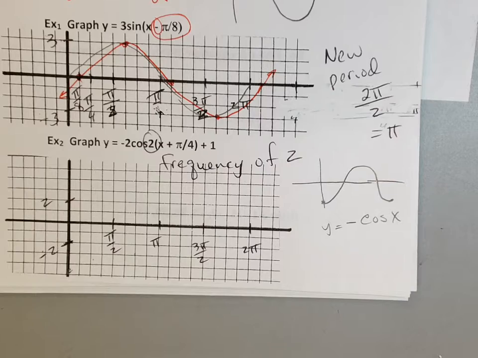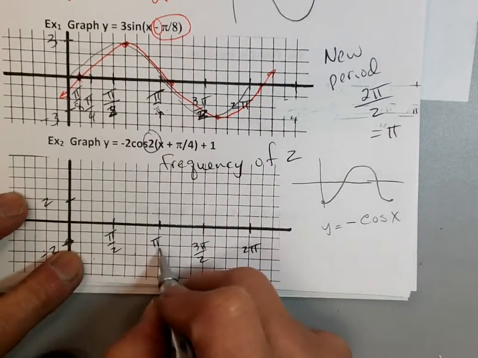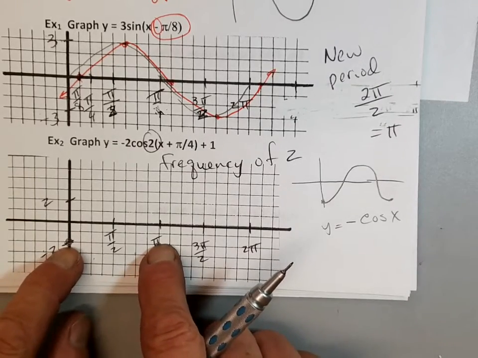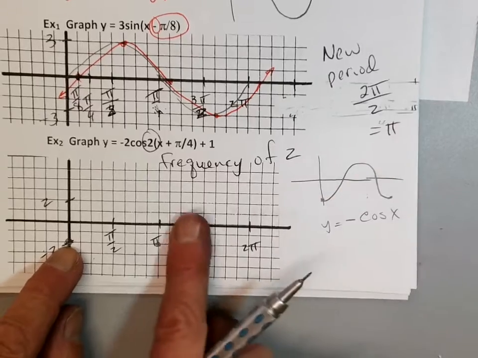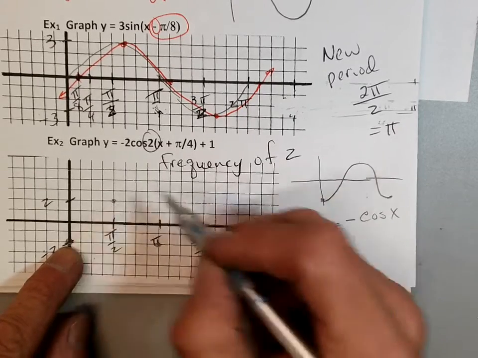So I know that it's going to start down, I'll put a dot there, and it's going to end down, okay? So it's going to start at -2 and end at -2. Does that make sense? I'm taking this shape and putting it in here. Halfway through, it's at its maximum, so it's up here.